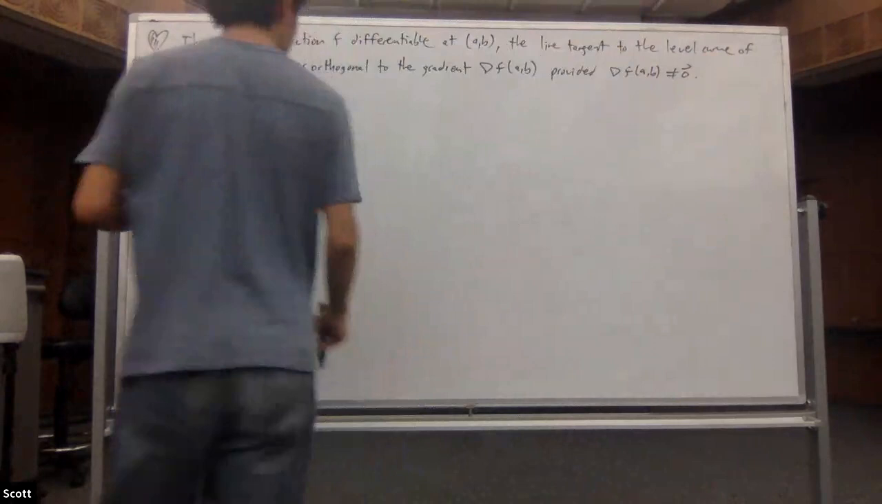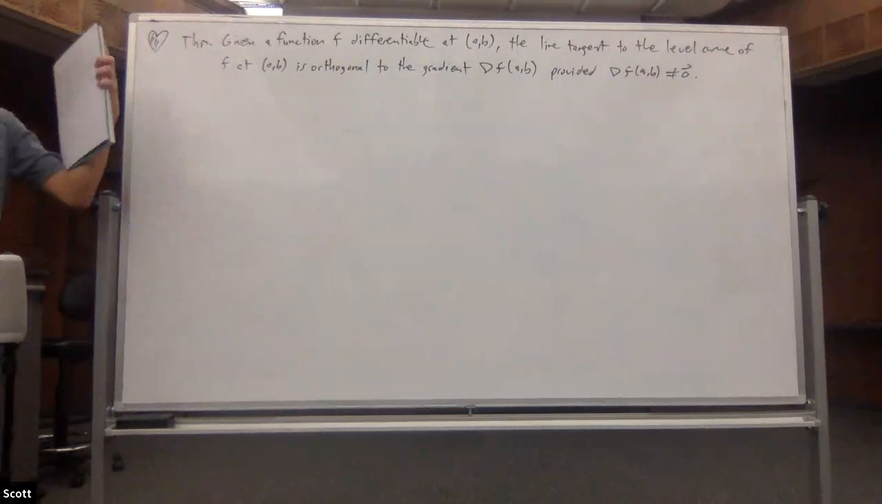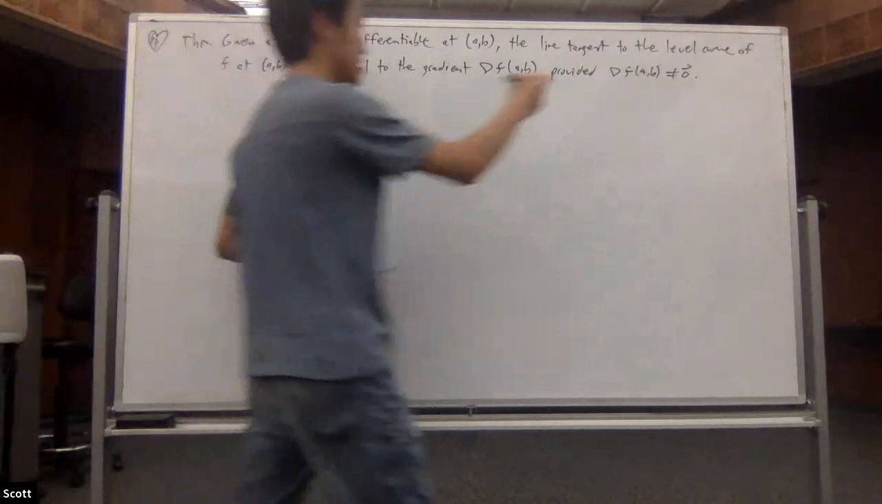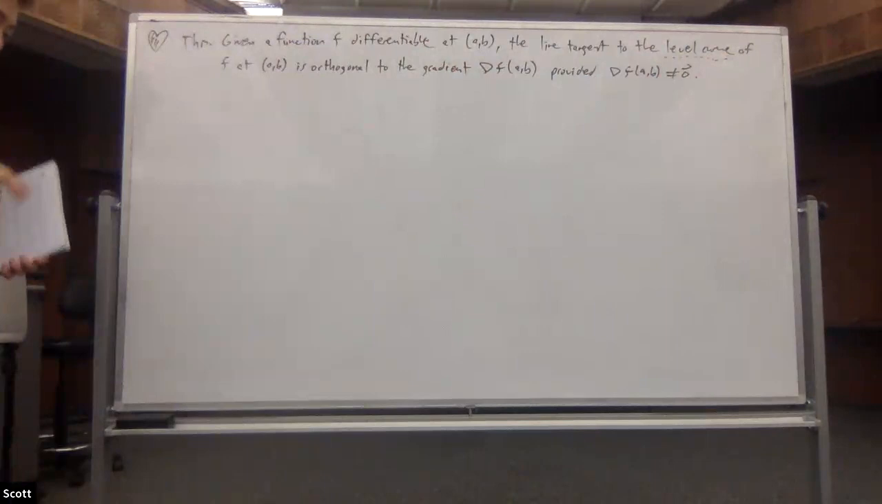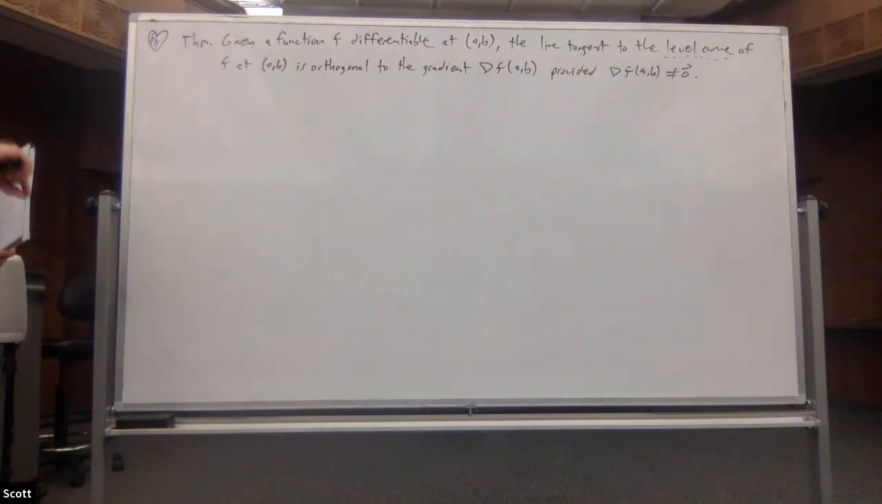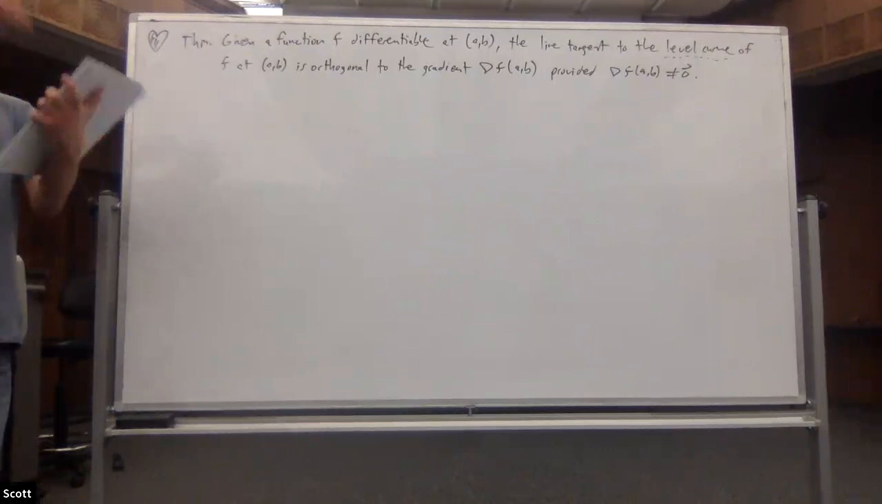Now, this theorem is just a restatement of that idea of the dot product. If it's zero, then they're orthogonal. Because now we're just applying it to this idea of level curve. And if you remember what those level curves were, that's basically a curve you trace out of all the same altitudes. So what kind of curve you can make if you were to slice off all of the same altitudes on your surface and then project it down onto the xy plane.